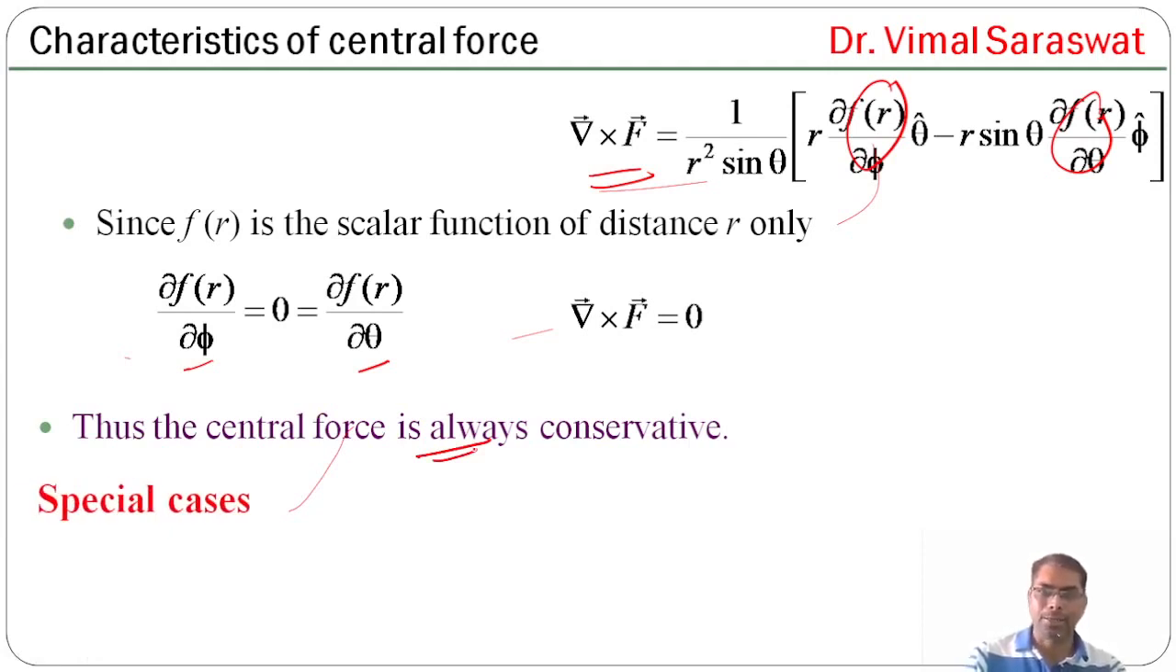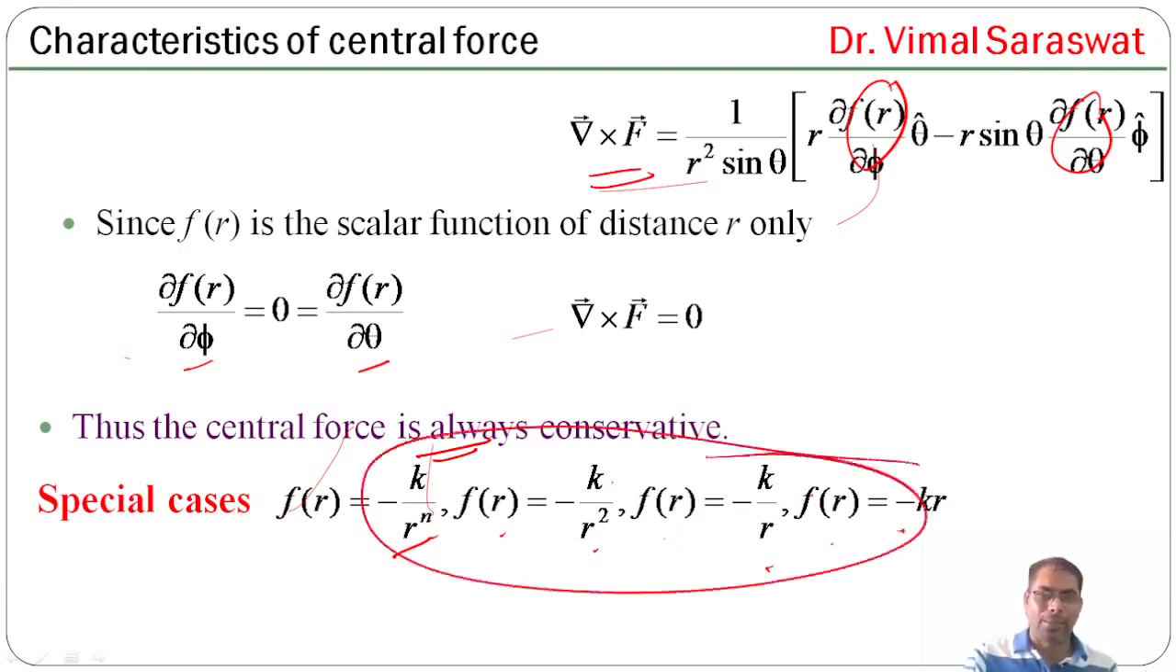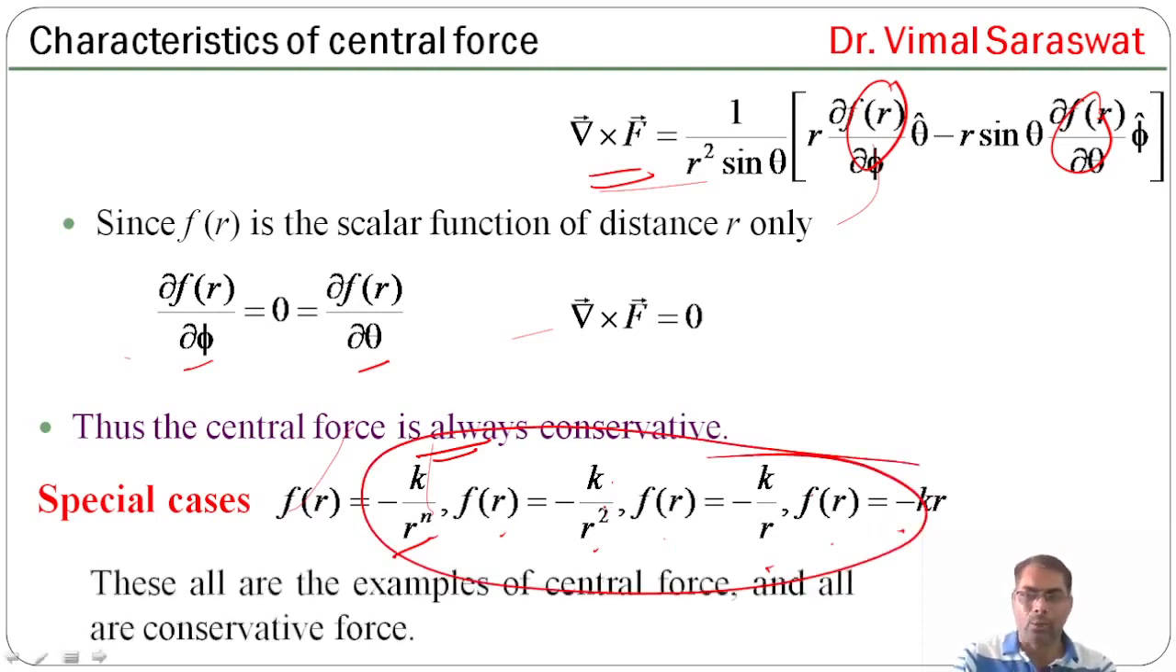Special cases: f of r equal to minus k upon r raised to 1, f of r equal to minus k upon r square, f of r equal to minus k by r, f of r equal to minus kr. So these are the special cases of central force. These all are examples of central force and all are conservative forces.